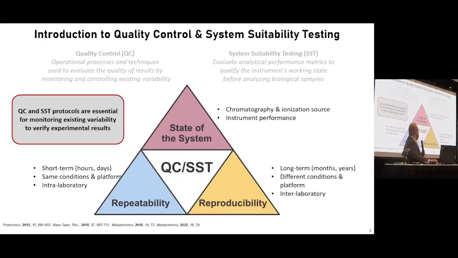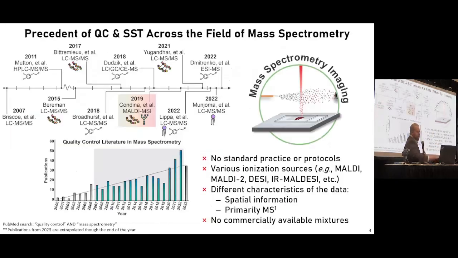important experiments and investigations. One area where this is lacking is in mass spectrometry imaging, where there's currently no standardized practice or protocol, even though this is a very important issue. And so we're setting out to try to create a commercially available mixture and a process to be able to quickly assess the state of the system.